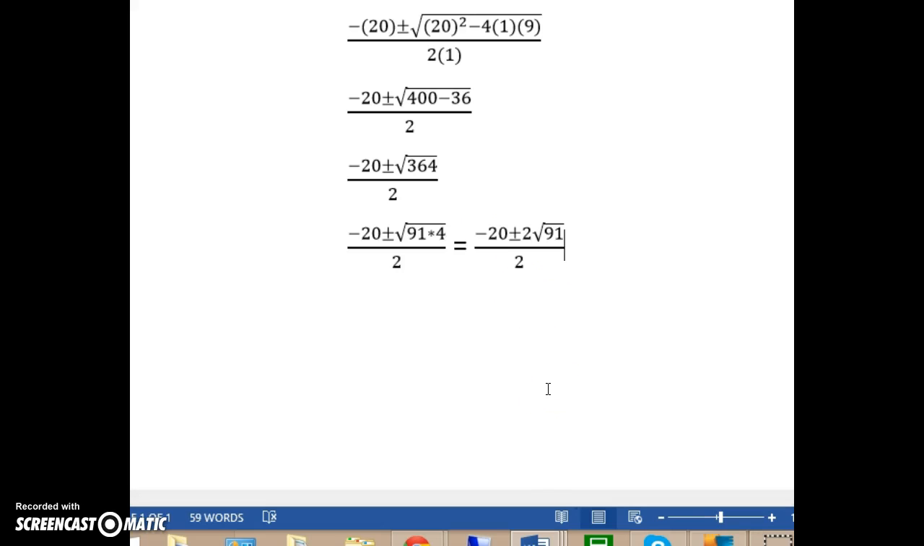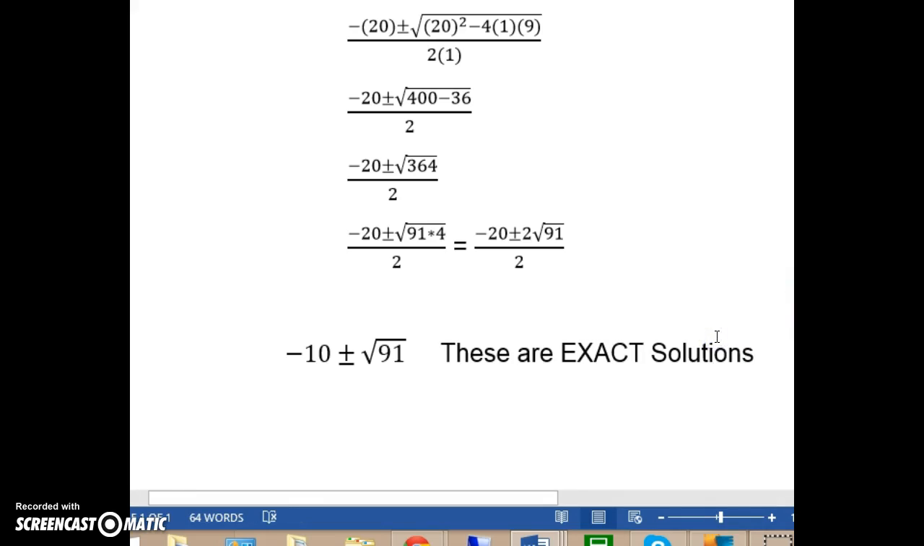So I can remove that perfect square to continue simplifying. Once I remove my perfect square, I end up with -20 plus or minus 2 times the square root of 91 all over 2. This can be simplified further since every term in the numerator and every term in the denominator are divisible by 2. When we simplify this rational expression, we get two solutions, -10 plus the square root of 91 and -10 minus the square root of 91.